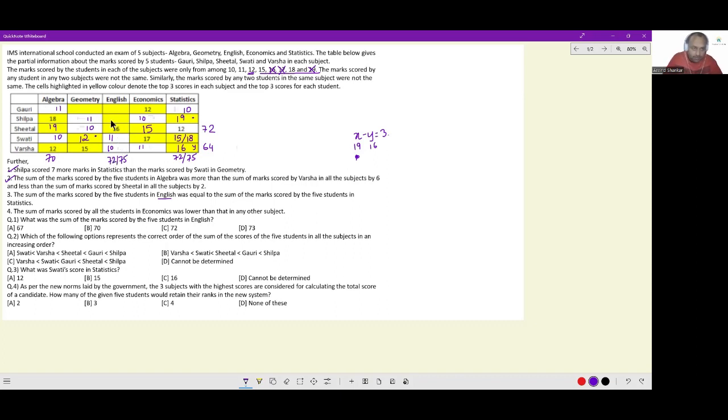Now, in order to reach 75, what all do we need? Right now, the summation is 10 plus 11, 21, 21 plus 16, 37. We are already at 37. So, from these two cells, we would need 38 more.